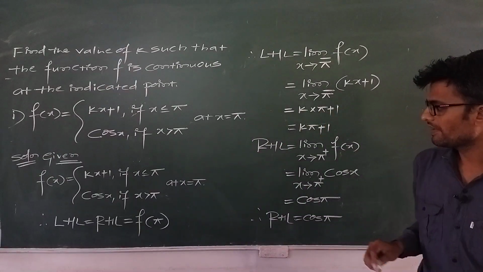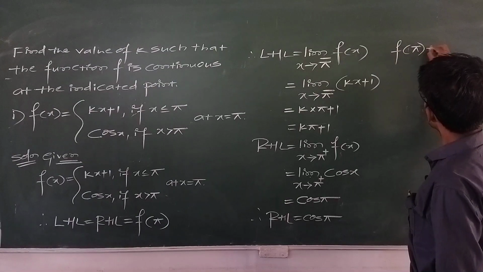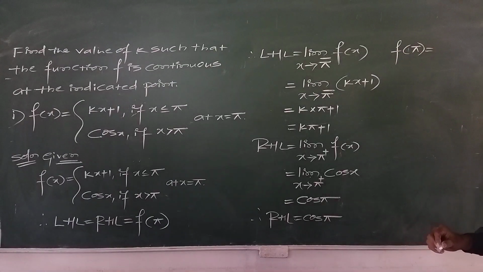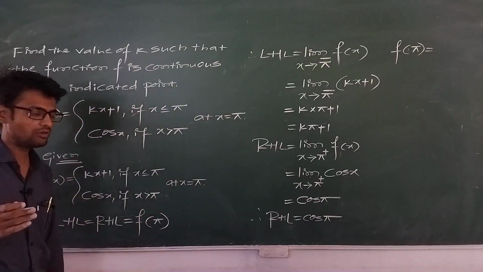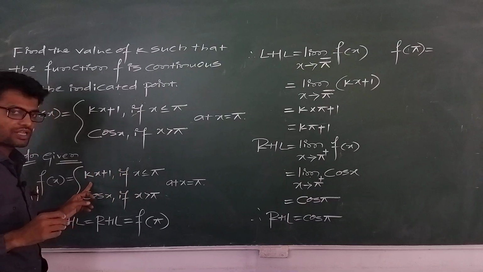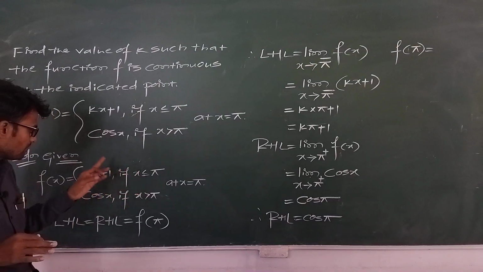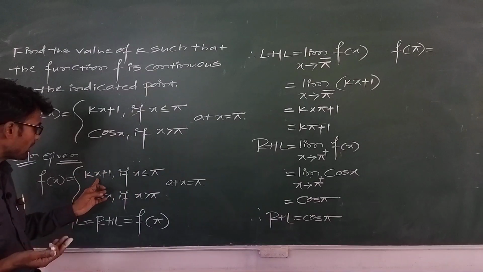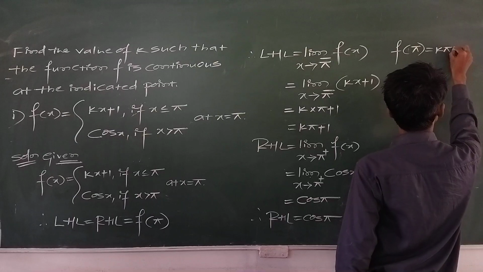And after this you go for the value of f of pi. f of pi means the value of the function at x equal to pi. At x equal to pi, the value of the function is kx plus 1, and at x equal to pi, the value of the function becomes k into pi plus 1. So here f of pi is k pi plus 1.